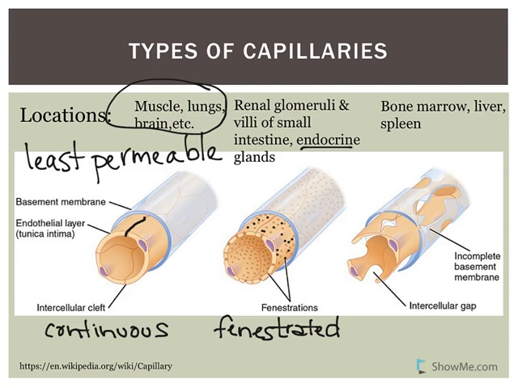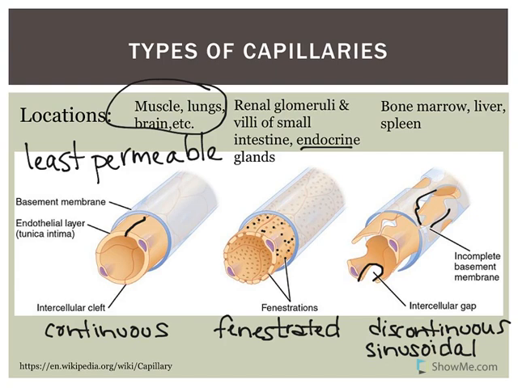Now the last type has two names. Some refer to it as discontinuous, or I'm used to referring to them as sinusoidal capillaries. These types of capillaries have an incomplete basement membrane. So you see it's not complete here. Plus you have these very large gaps between the cells. These are found in things like your bone marrow, your liver, and the spleen. This type is the most permeable of all the capillaries.